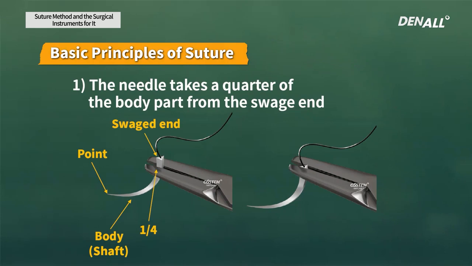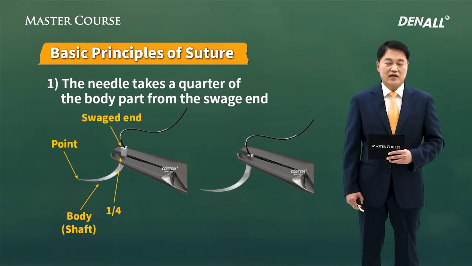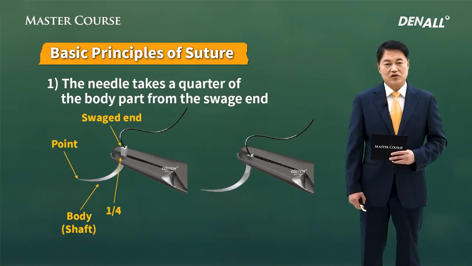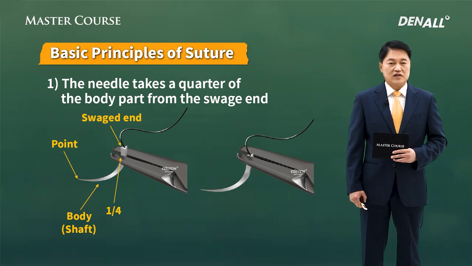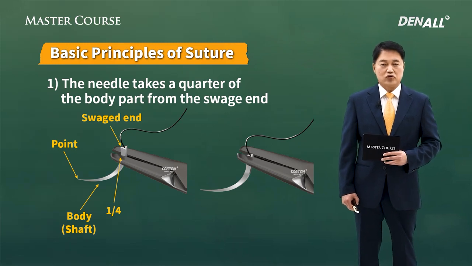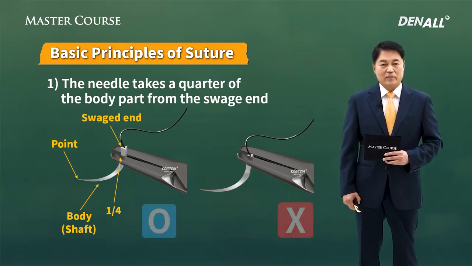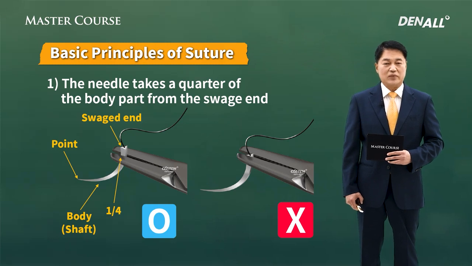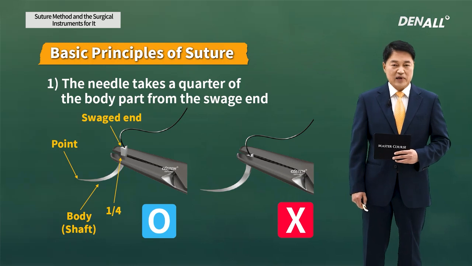Then, what are the basic principles of suture? First is the part that the needle connects to the silk, called swage end, and that is the weakest part. So when you grab with needle holder, you should not grab the swage end, but about 1/4 of the body from the swage end. If you keep grabbing the swage end, then in the weakest part, the silk might be cut.